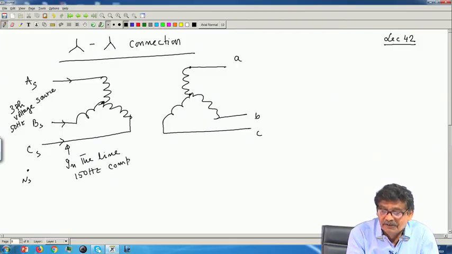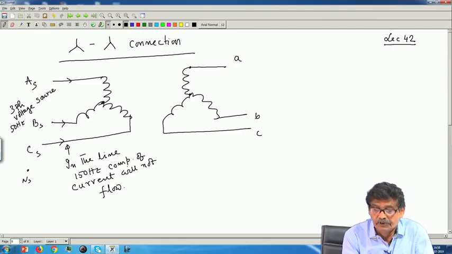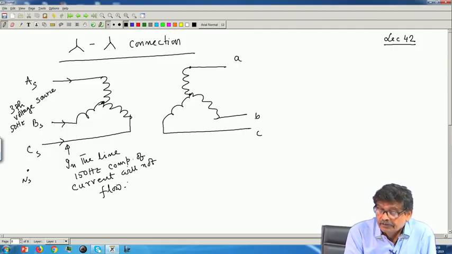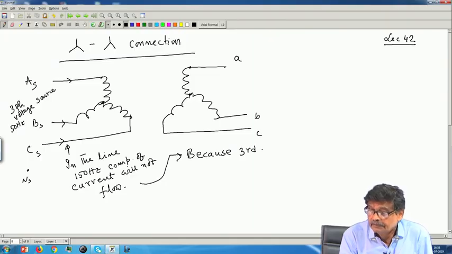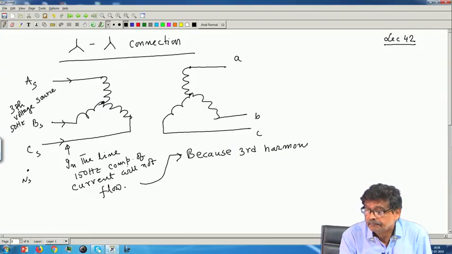the 150 hertz component of current will not flow, it is ruled out. Why? Because third harmonic currents are cophasal.